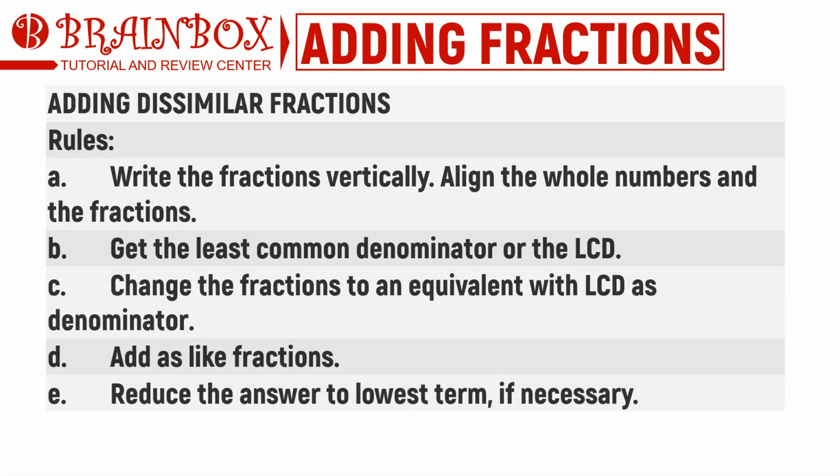Adding dissimilar fractions. Rules: A. Write the fractions vertically. Align the whole numbers and the fractions. B. Get the least common denominator or the LCD. C. Change the fractions to an equivalent with LCD as denominator. D. Add as like fractions. E. Reduce the answer to lowest term, if necessary.